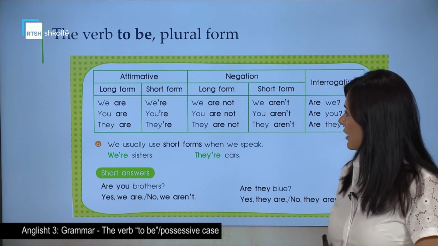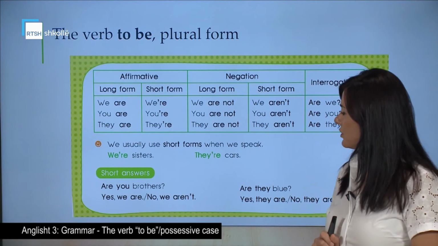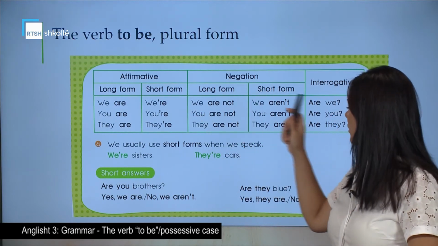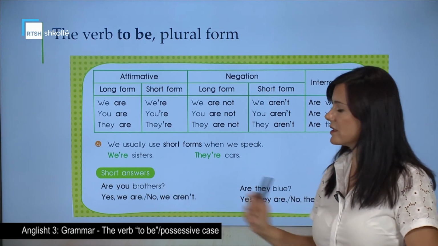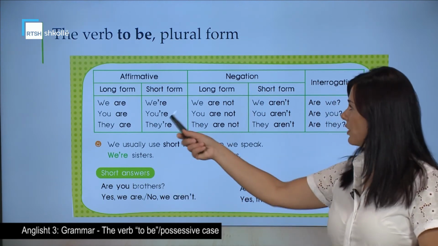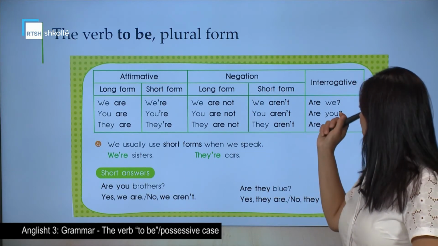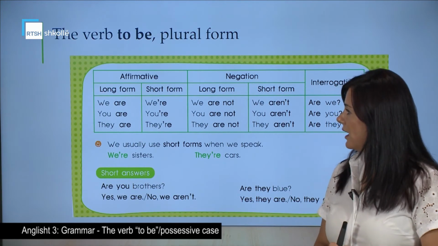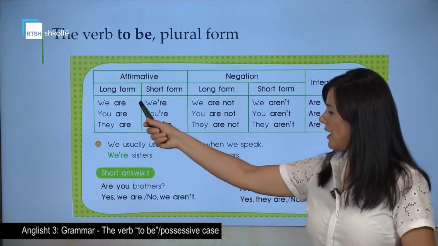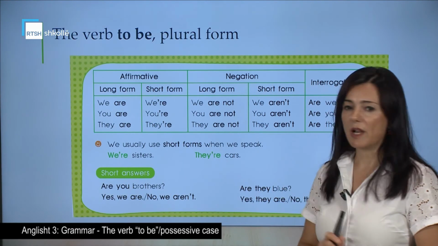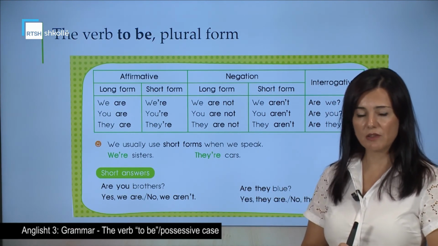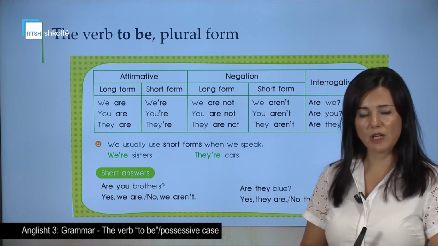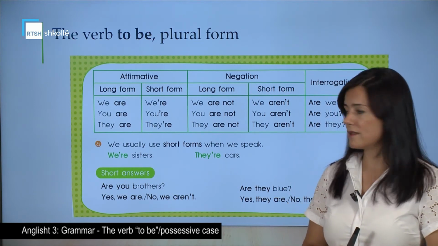Let's look at the table. Here we have the affirmative form, negative form, interrogative and the short answers. Okay? In the affirmative form, we have the long and the short form. Usually in spoken language, we use the short form. Let's start.